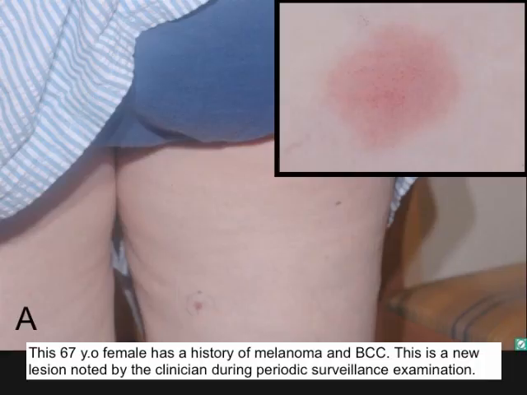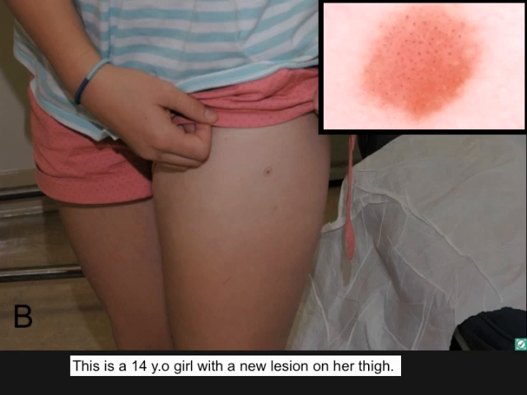Lesion A is located on the thigh of a 69-year-old female. The lesion is a new growth. What is your diagnosis? Lesion B is on the thigh of a 14-year-old girl. This is also a new lesion. What is your diagnosis?